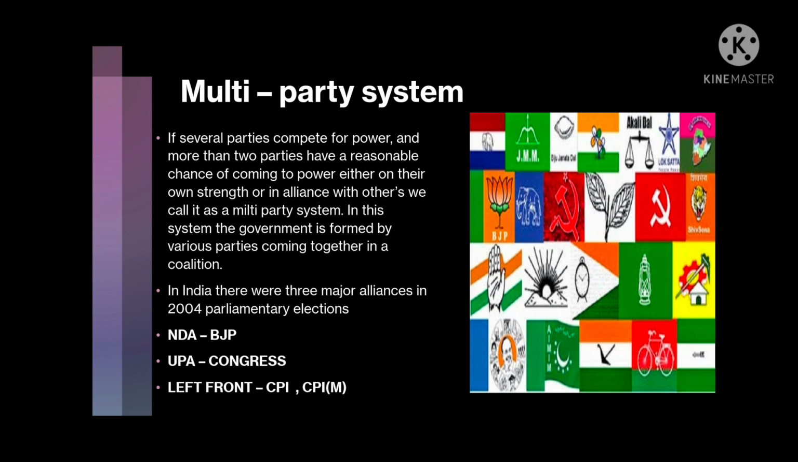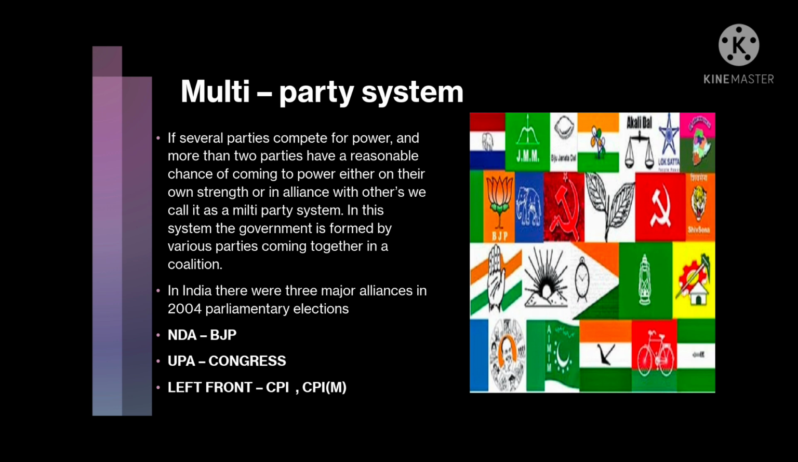In this system, the government is formed by various parties coming together in a coalition. Before election, if the parties together contest in election, that is called an alliance. After election, if no political party gets enough majority to form the government, and some parties together form the government, that government is called a coalition. For example, in India, there were three such major alliances before contesting the 2004 parliamentary elections. National Democratic Alliance, NDA, led by BJP, the United Progressive Alliance, that is led by Congress, and the Left Front, that is led by CPI and CPIM.